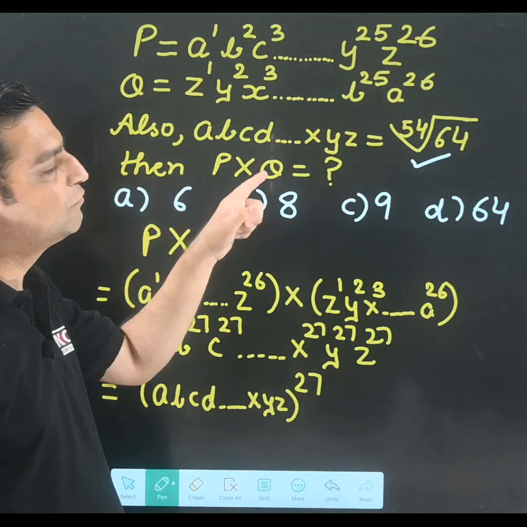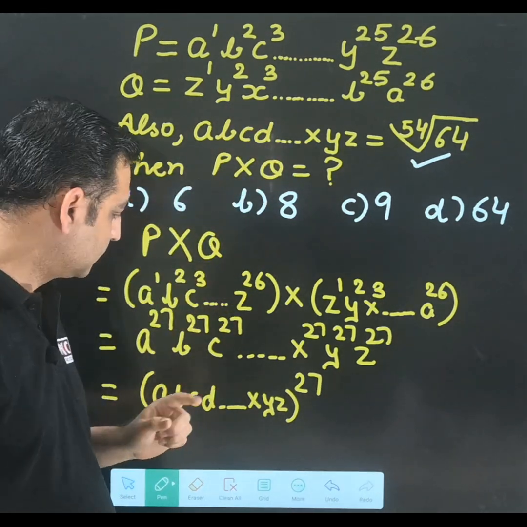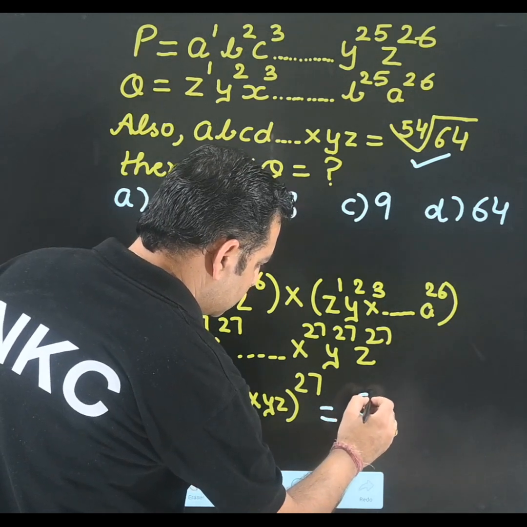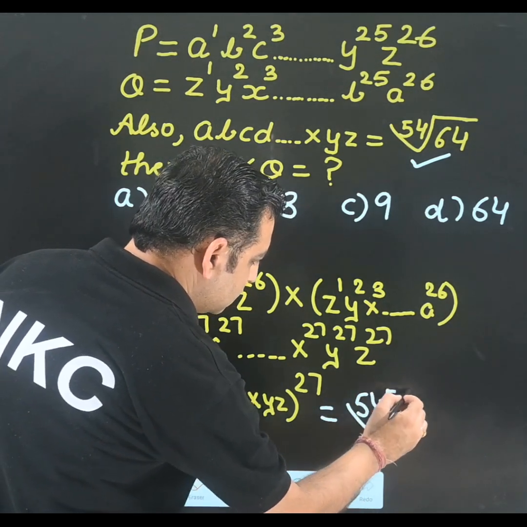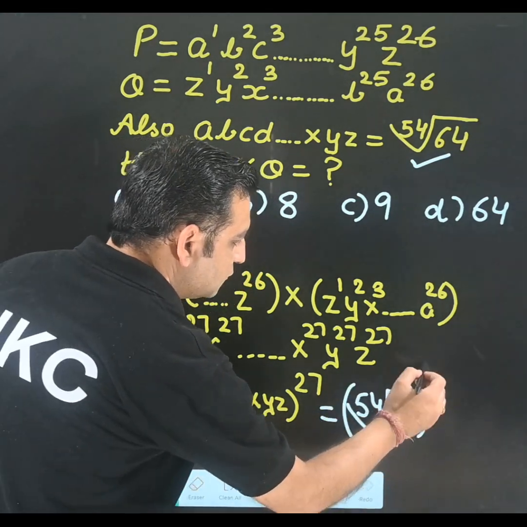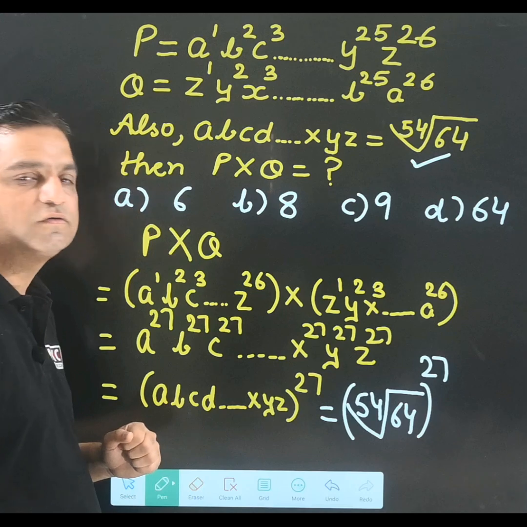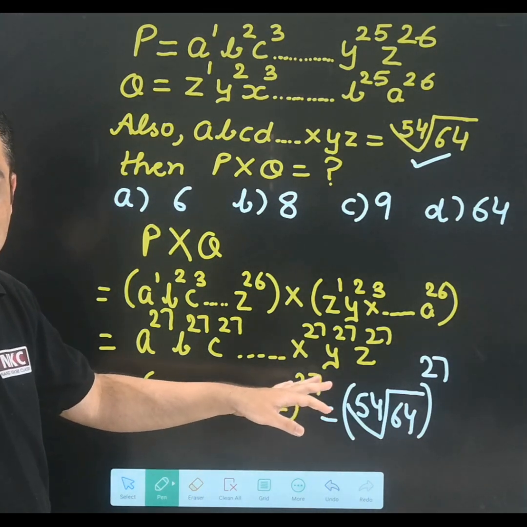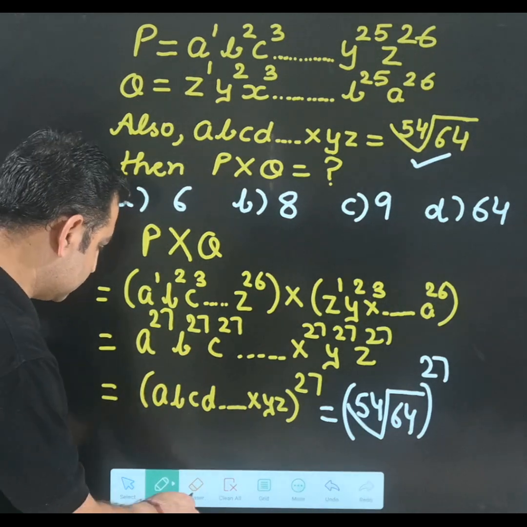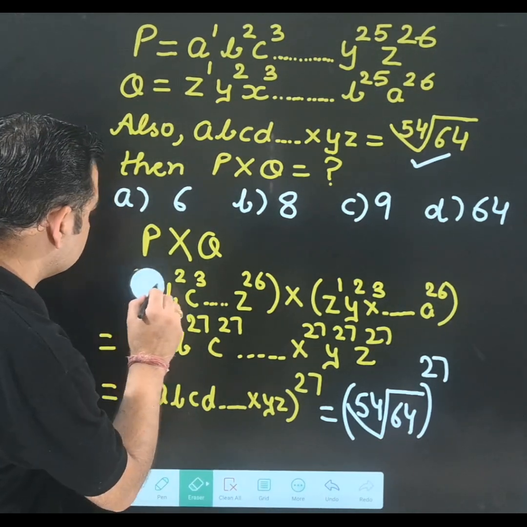This is given. It is the 54th root of 64. So what I'll do, it becomes the 54th root of 64, then its power is 27. The exponent is 27. This is what we have got. I hope you are clear up to this step. Let us make the space then. I'll show you how to do further.